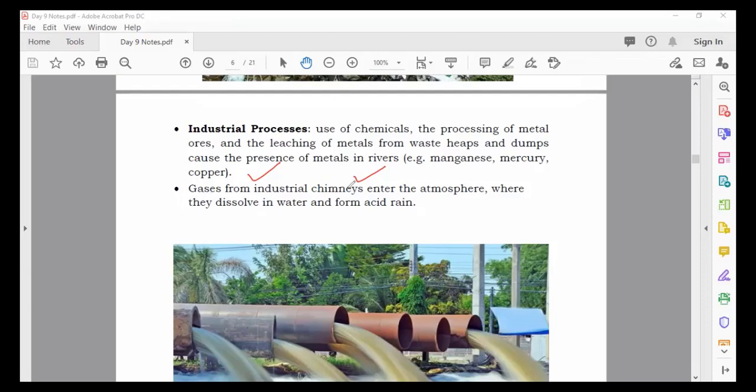The gases from industrial chimneys. For example, you have a burning process, or especially in an oil refinery, or the metal extraction plants, the smoke is going out all the time, and that smoke also contains very harmful chemicals.